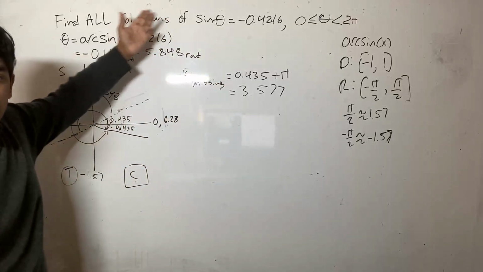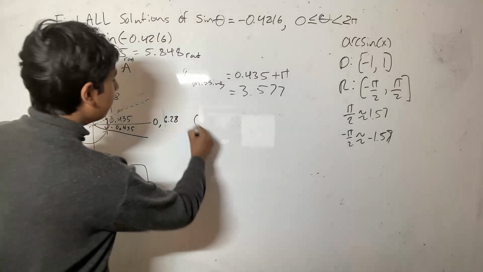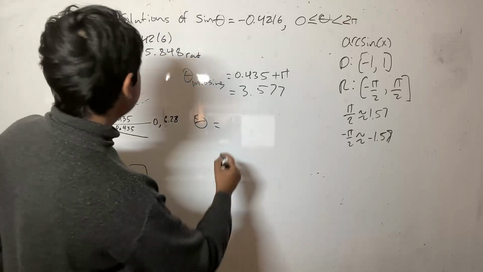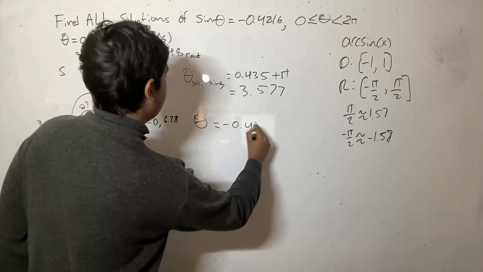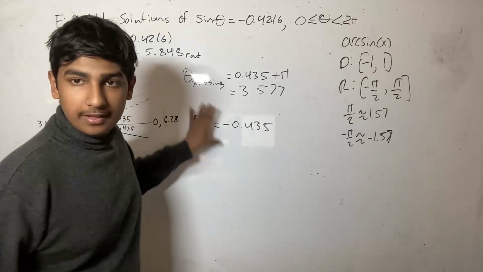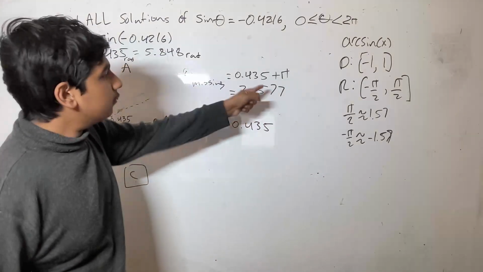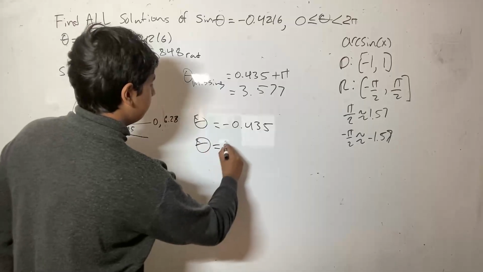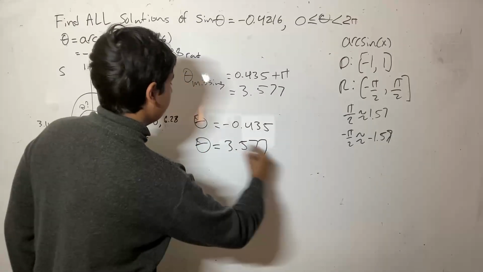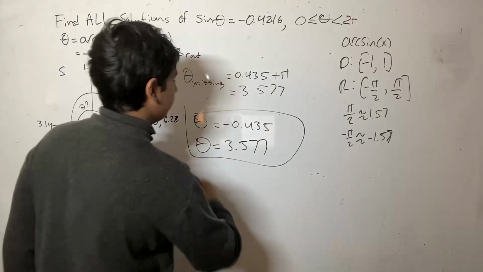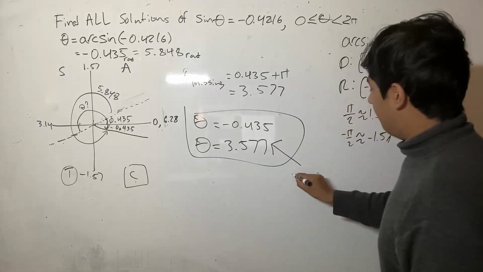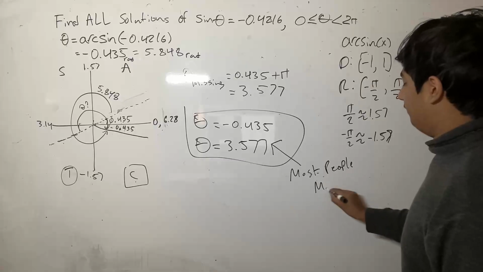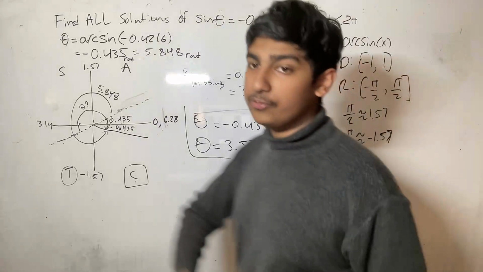So all the solutions, right? Our theta will not just be negative 0.435, okay? People will only circle this answer, but that's not correct. We also have this too. Theta will also be 3.577, and so this is our answer. And this is the one that most people miss. And so you can test this out if you're skeptical.